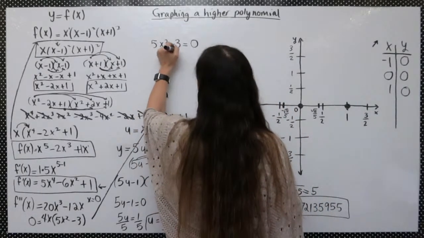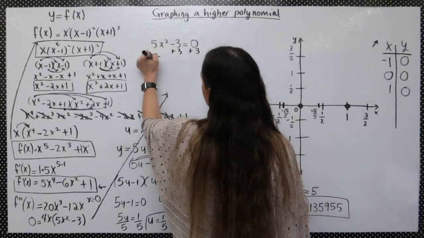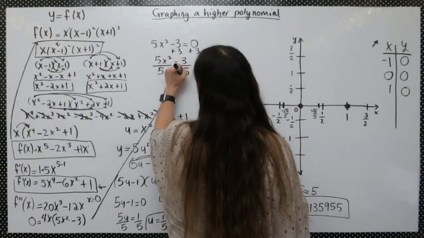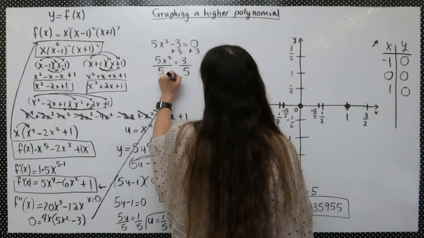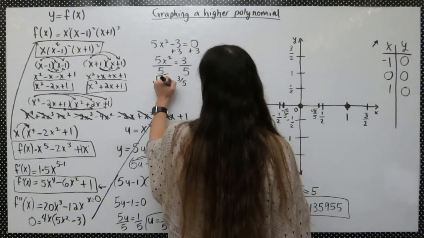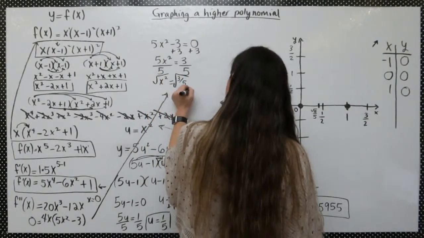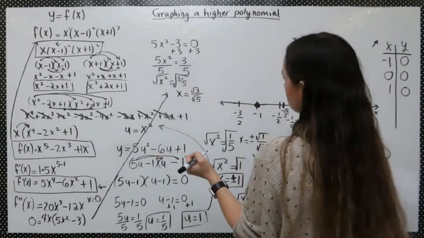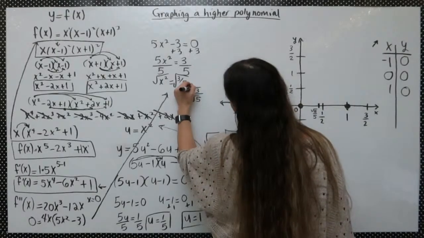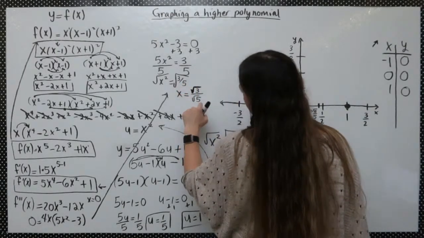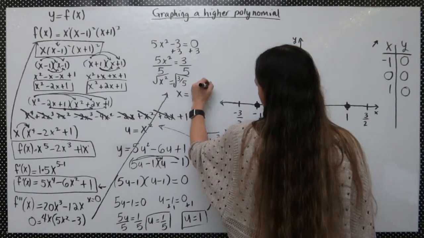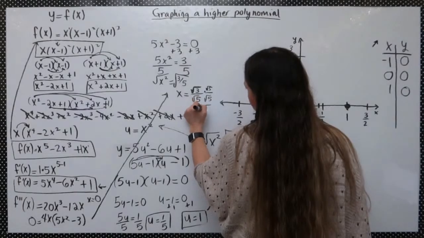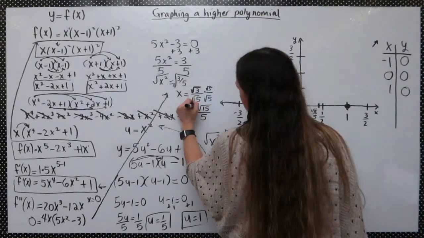So we're going to add 3 to both sides. So we need 5x squared equals 3, divided by 5. X squared equals 3/5. So we're going to take the square root and we're getting x equals radical 3 divided by radical 5. And then we rationalize, radical 5 over radical 5. And that's going to be, looks like, radical 15 over 5, plus or minus.